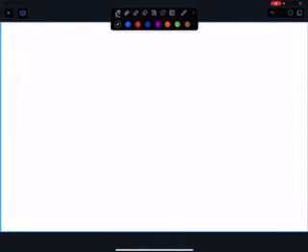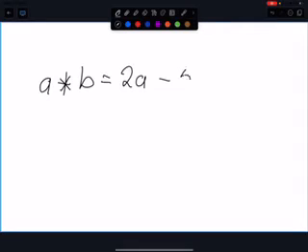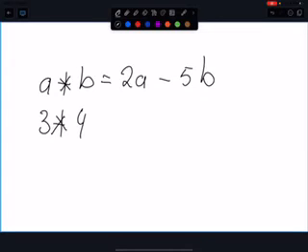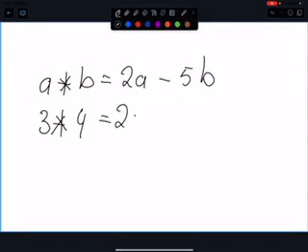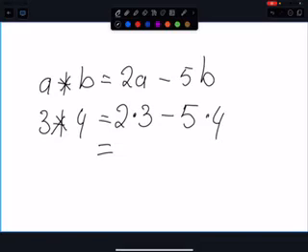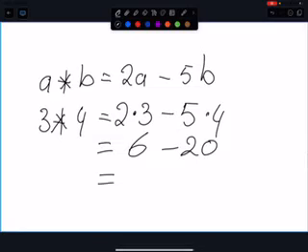B. If A asterisk B equals 2A minus 5B, and I give you 3 asterisk 4, that means A represents 3 and B represents 4. So 2 multiplied by 3 subtract 5 multiplied by 4. That is your answer. Well, you have to finish it. 6 subtract 20. Your answer would have been negative 14. That is your answer.